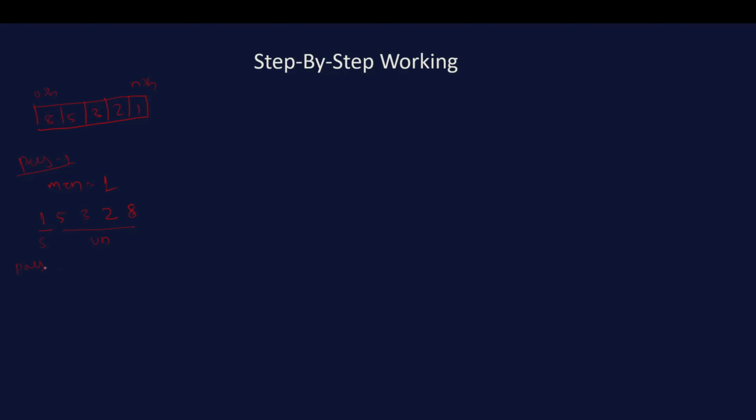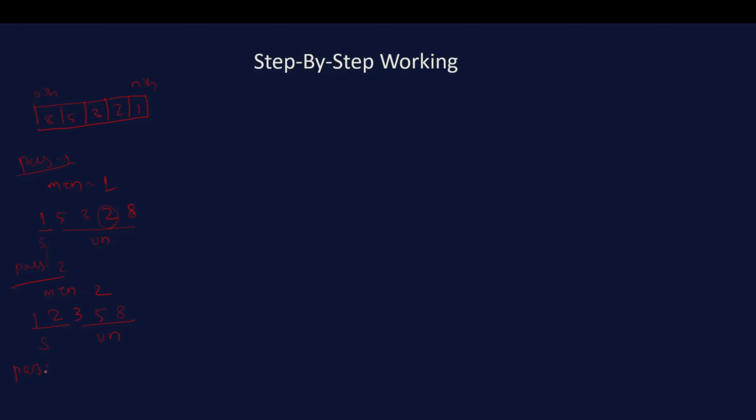In the next pass 2, I'll do the same thing. I'll find the minimum element from the unsorted array, which is 2, right? So the minimum element is 2. Now what I'll do? I'll swap 2 with 5. 1, 2, 3, 5, 8. Okay. Now 1, 2 is sorted and 3, 5, 8 is the unsorted one.